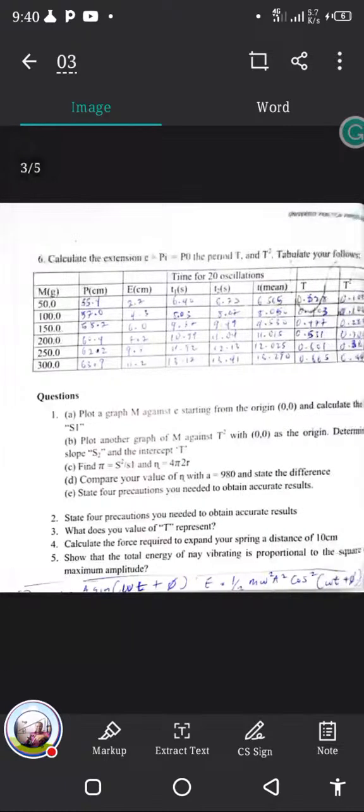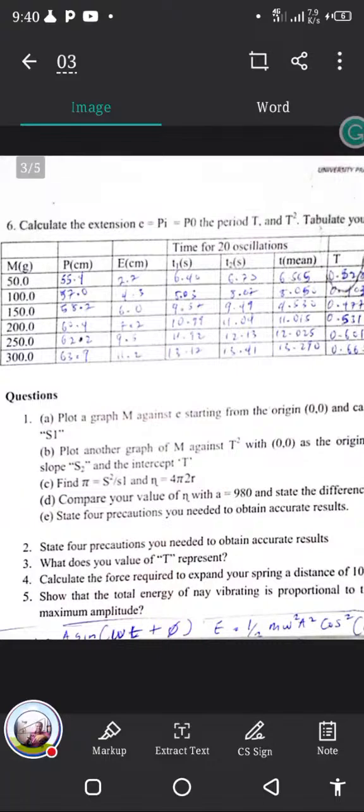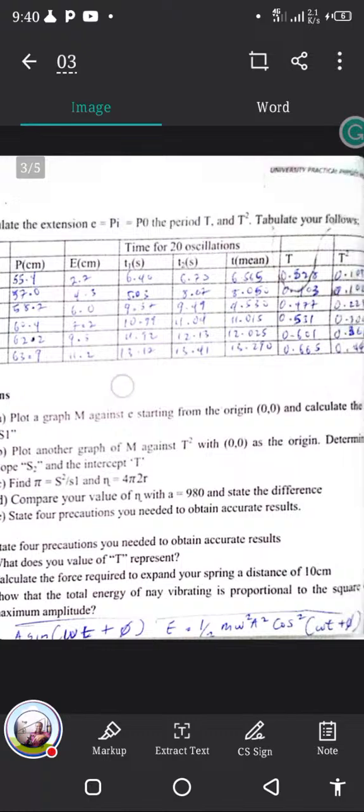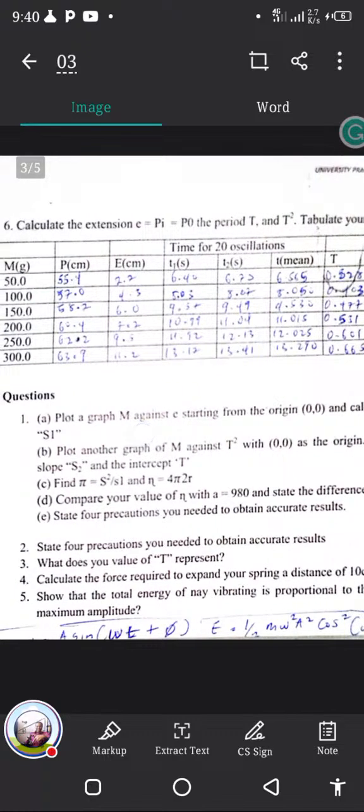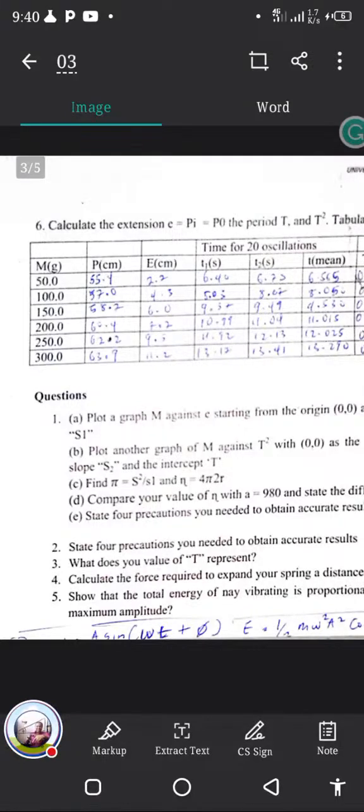All right, so we come to the table of values. So how do we fill a table of values? Now on part 6 here, it says calculate the extension e equals to P. That's supposed to be P minus P naught, and not P equals to P naught. And then the period T, and then T squared, then tabulate your readings. Now it's a very simple one. The table has already been given to you. You just wait to fill your values.